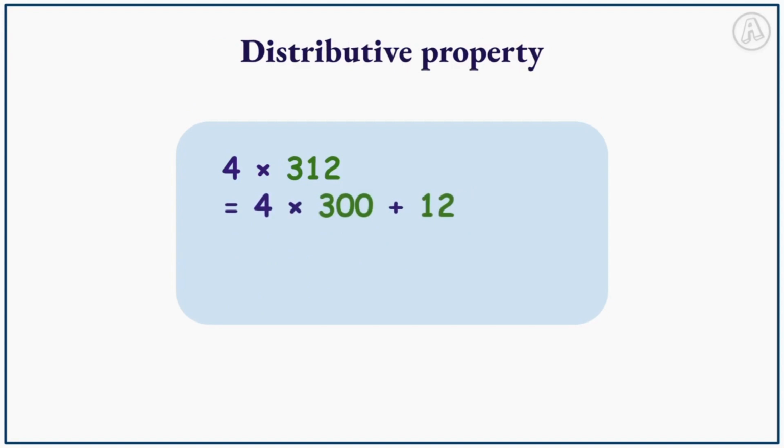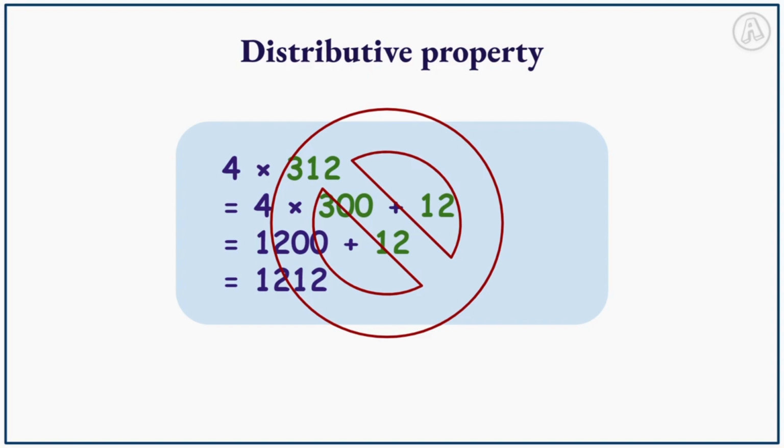Let's see what happens if we forget to use our brackets. Our order of operations states that we need to do multiplication first. So 4 times 300 equals 1200, and then we have plus 12, which gives us a total of 1212, which is the incorrect answer. It's important that we remember to use our brackets and distribute the 4 into everything inside the brackets.